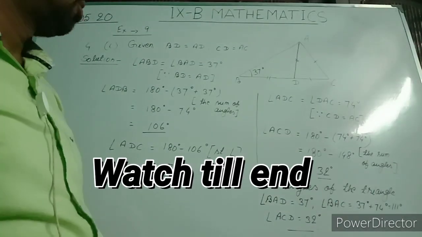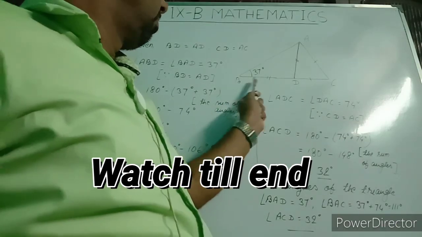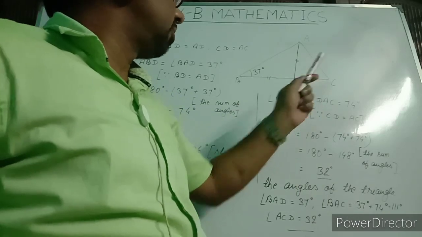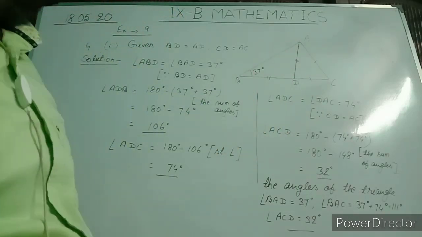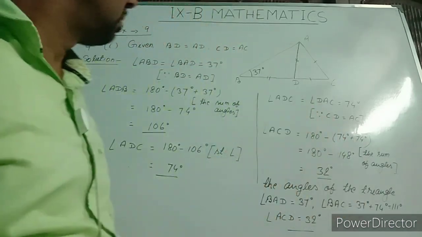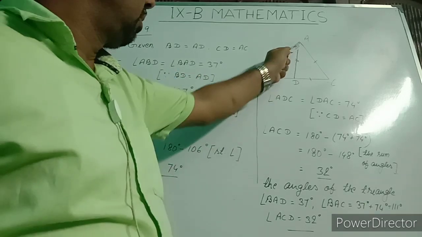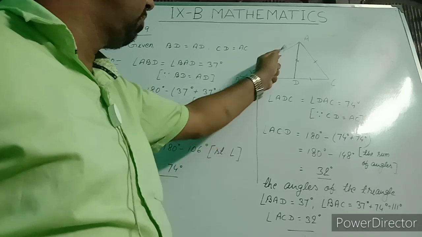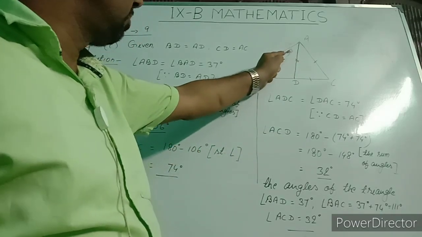In question number 4c, this diagram is given. In triangle ABC, BD equals AD and AC equals DC, and angle ABD is equal to 37 degrees. We are asked to find the angles of this triangle. First of all, we see these two sides are equal, BD equal to AD, therefore angle ABD will be equal to angle BAD. This is 37 degrees, so this will also be 37 degrees.